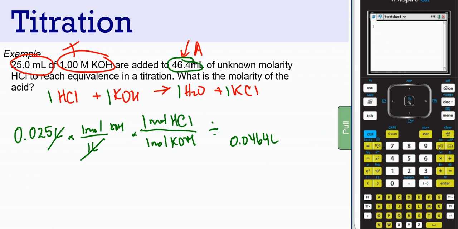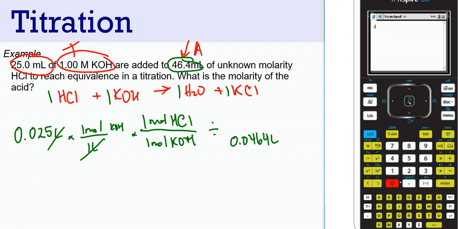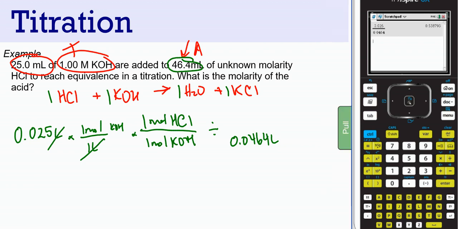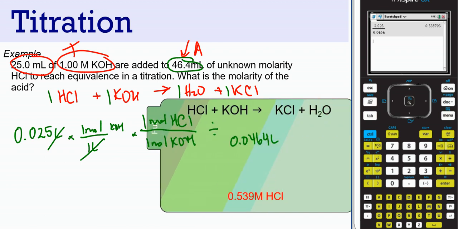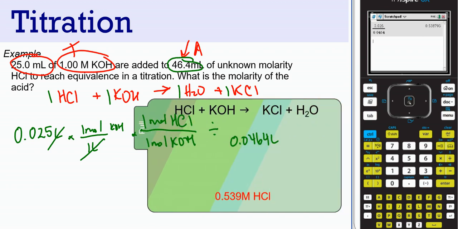And that's going to give me our answer, 0.025. And those are all ones, so divided by 0.0464. And I get 0.538793, and drag this out, and there we have it. 0.539 molar hydrochloric acid, 3 sig figs, because all the values I began with had 3 sig figs.